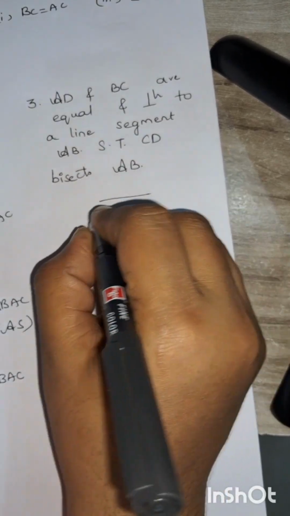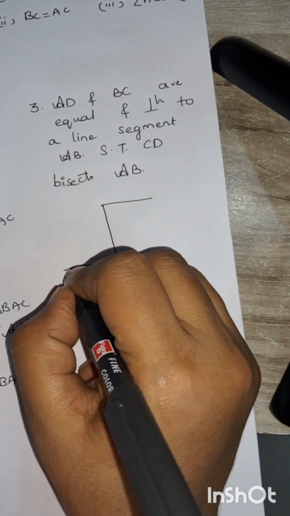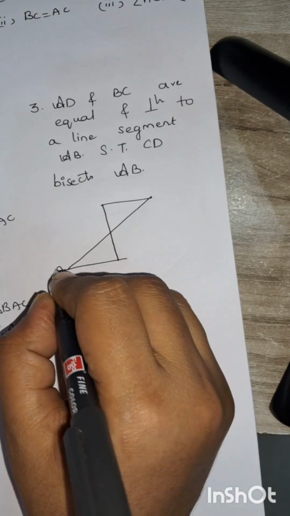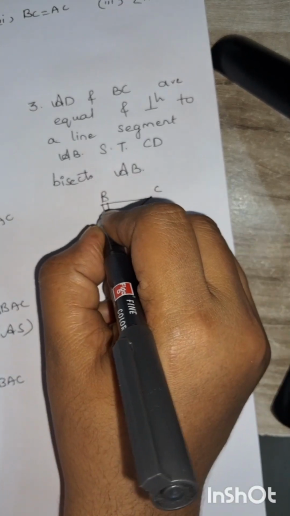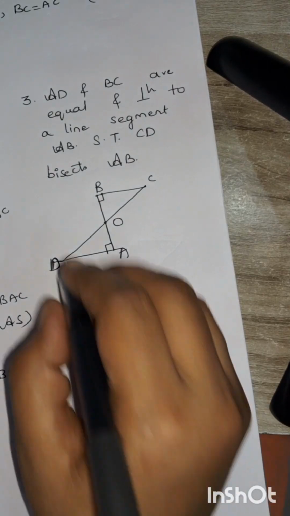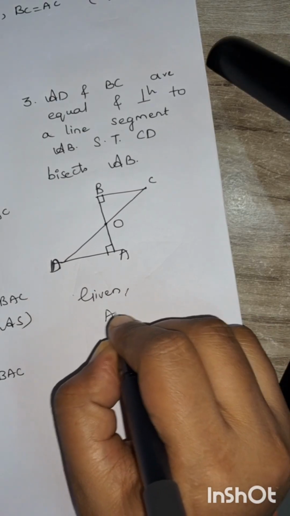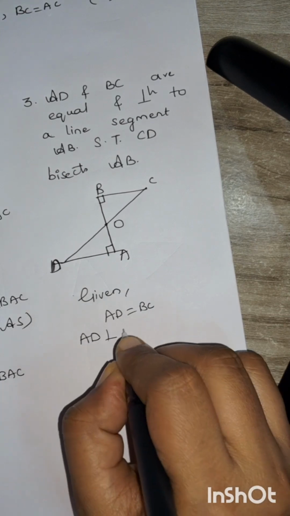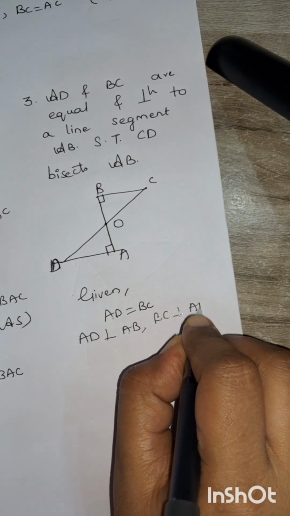Let us draw the figure. Draw one straight line and one cross line. So this is your figure. Let us point it out: A, B, C and D. The midpoint is O, the intersecting point. Now let us write what is given. Given that AD is equal to BC, and AD is perpendicular to AB and BC is perpendicular to AB.